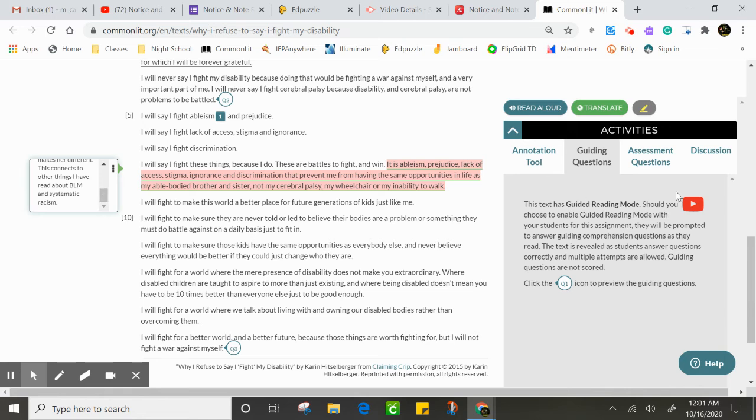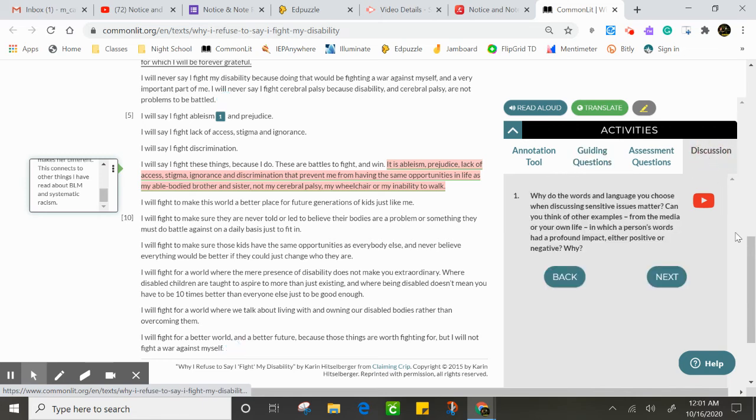So I'm actually going to pull that up here for you guys real quick, because the discussion question was something that a lot of people struggled with. It says, why do the words and language you choose when discussing sensitive issues matter? Can you think of other examples from the media or your own life in which a person's words had a profound impact, either positive or negative, and why?